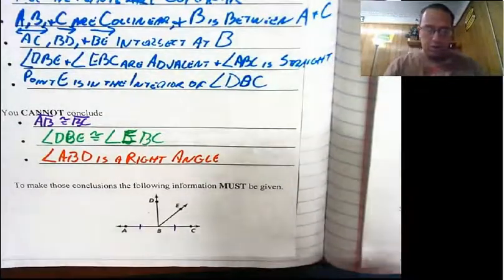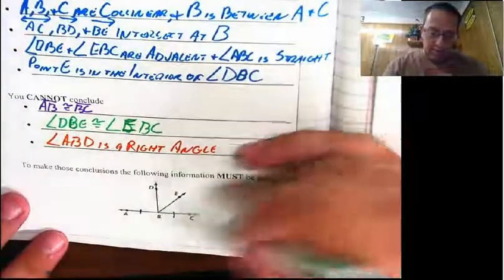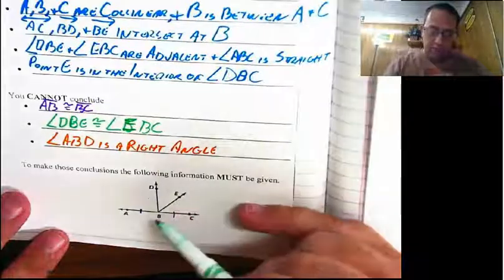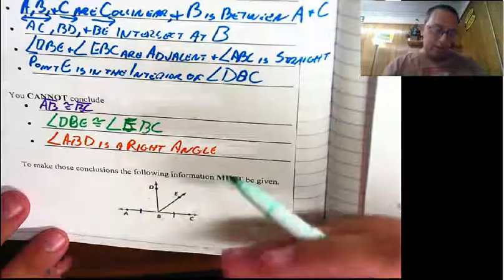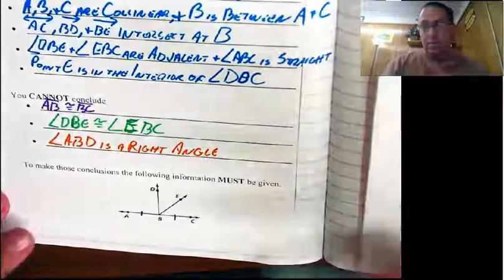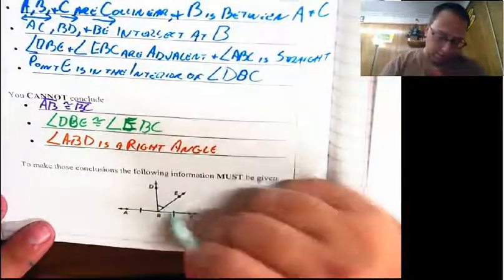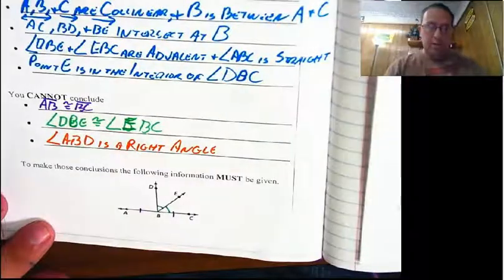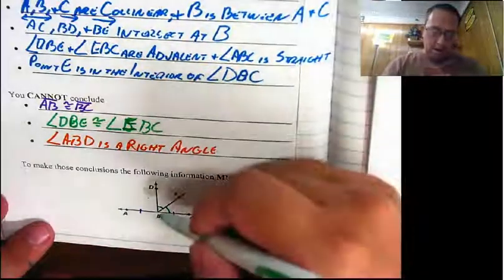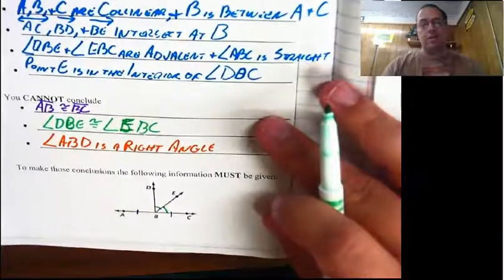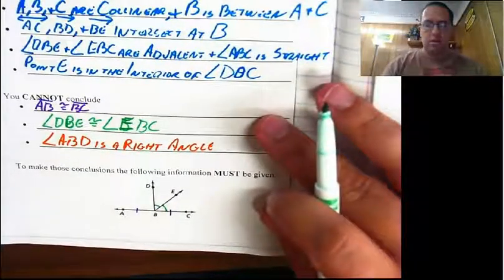If I want to show that angle DBE is congruent to angle EBC, and I drew this and I didn't draw it very well, but these are supposed to be congruent, I can put little arcs on it, like that. And now I can say, oh, hey, it's marked, so even though it doesn't look quite right, it is.